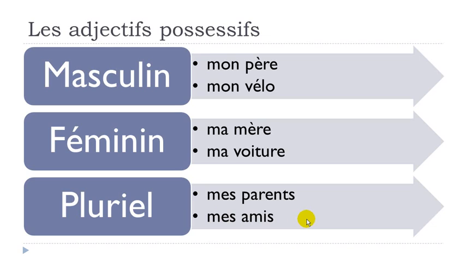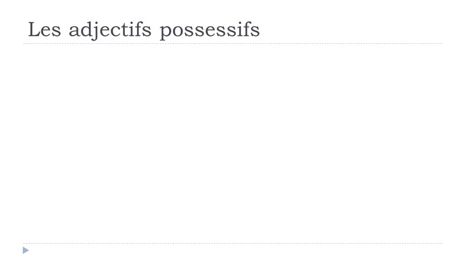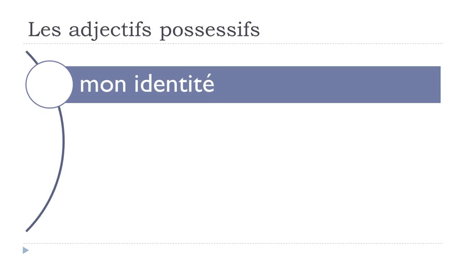All right, so I hope it's clear, because of course, as usual in French, we've got some exceptions, and the exceptions are for the feminine words, like identité, for instance. Identité, so it does mean identity.